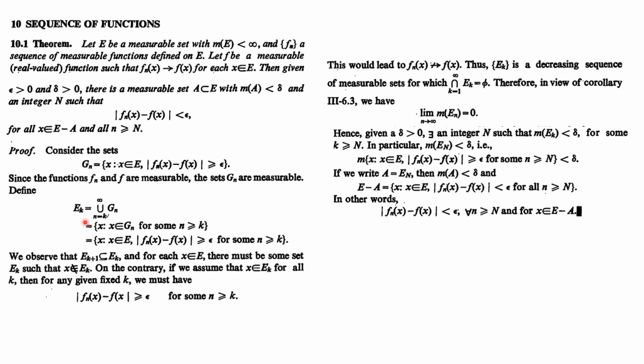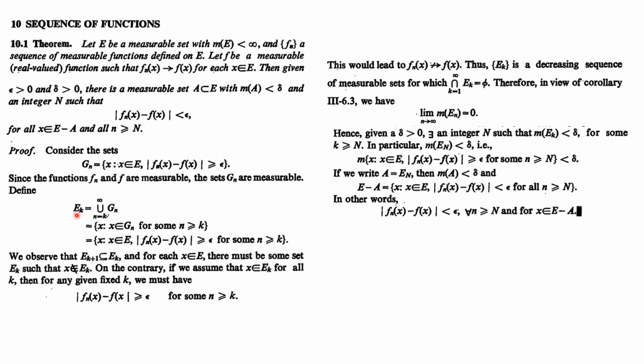Now we define a set E_k, which is a union of G_n where n varies from k to infinity. Means what? E_1 is the union of 1 to infinity of G_n. E_2 is the union of 2 to infinity. So clearly E_k is a superset of all the later sets. So E_{k+1} will be a subset of E_k. Means our E_1 is the bigger set, E_2 is contained in E_1, E_3 is contained in E_2. This is a decreasing sequence.